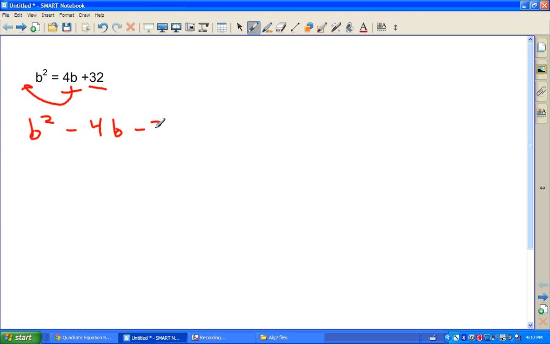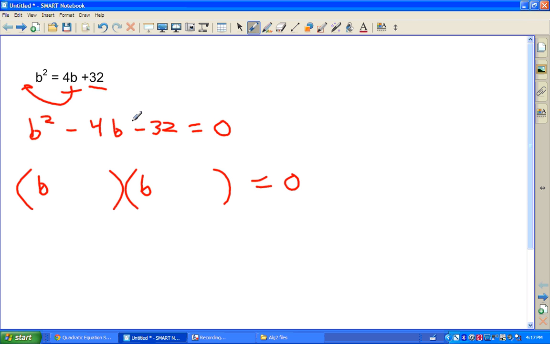I'm going to get a negative 32 over here, and a plus 32. When I subtract 32, that leaves me 0 on this side. Now it's factorable. It sure looks factorable. These are simple numbers. They're not outrageously difficult, but when we see this, we know there's going to be a b here and a b here to give me my b squared term.